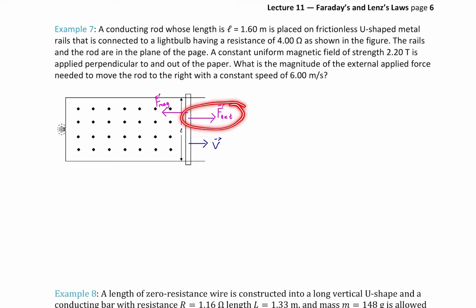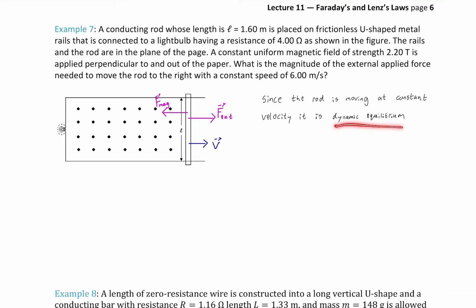If we have two forces to maintain a constant velocity, that is none other than dynamic equilibrium. It means our sum of forces in what we could call the x direction sum to 0. In other words, the external force equals the magnetic force. We are asked for the magnitude of the external applied force, which means in order to find it, we just need to find the magnetic force, the force that's acting on this conducting rod. So how do we find that?